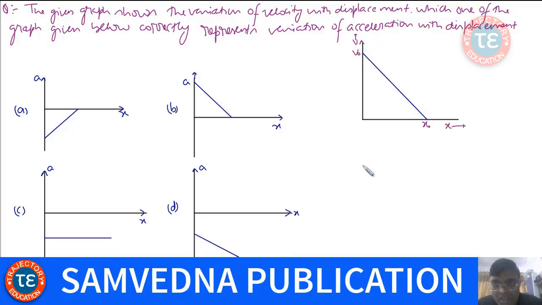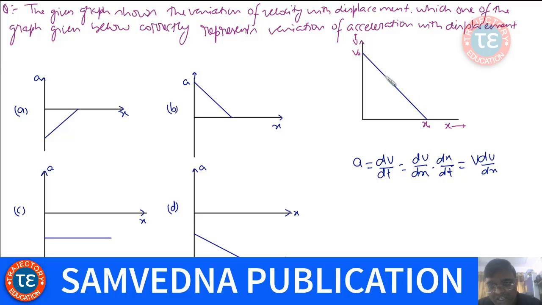See, acceleration is written as dv by dt, and this dv by dt can be written as dv by dx into dx by dt. Getting a point? dv by dx into dx by dt, or this can be written as v dv by dx.